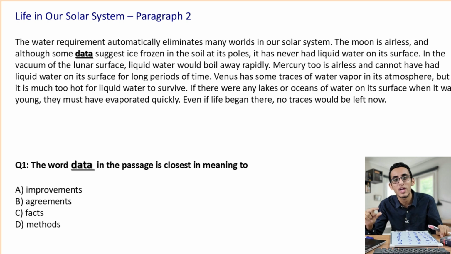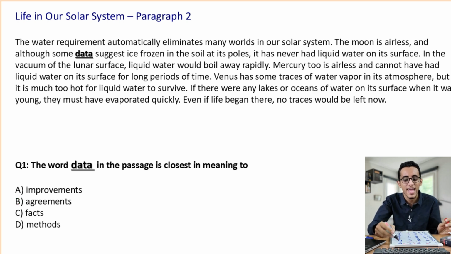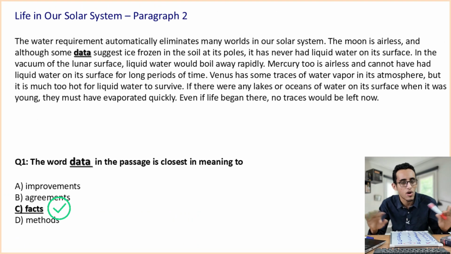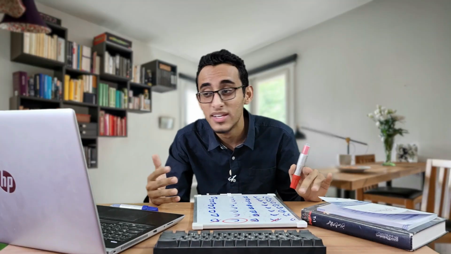So, for example, here we have data. I don't know what's about data. Improvements? I don't think so. So, no need for improvements. Agreements? Data? No. Facts? I think. Methods? No. So, of course, it's facts. Of course, no doubt, it's facts. Why? Because it's a synonym. It's easy for me because I know vocabulary.